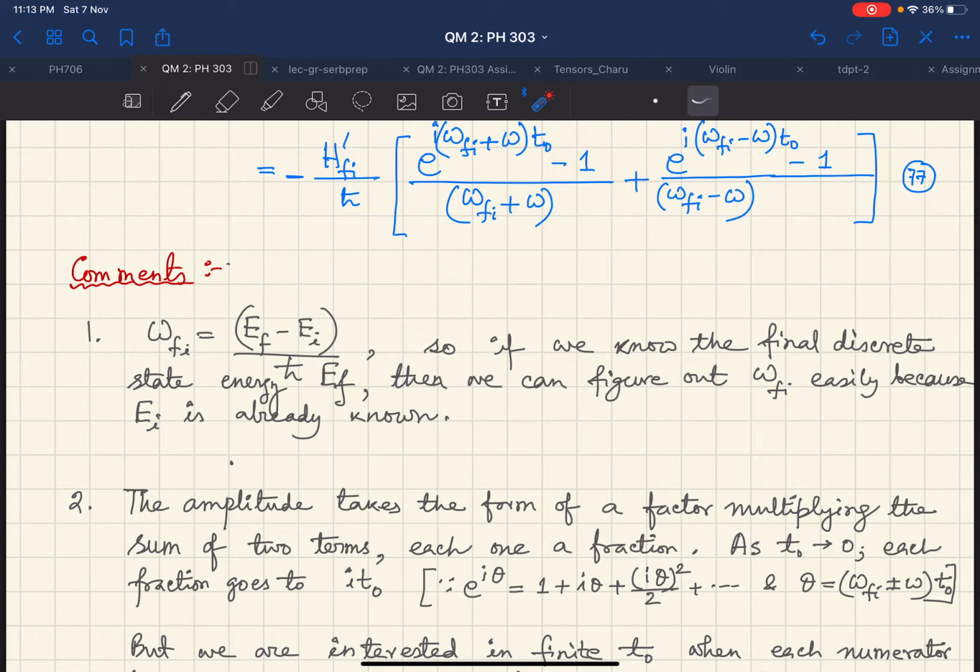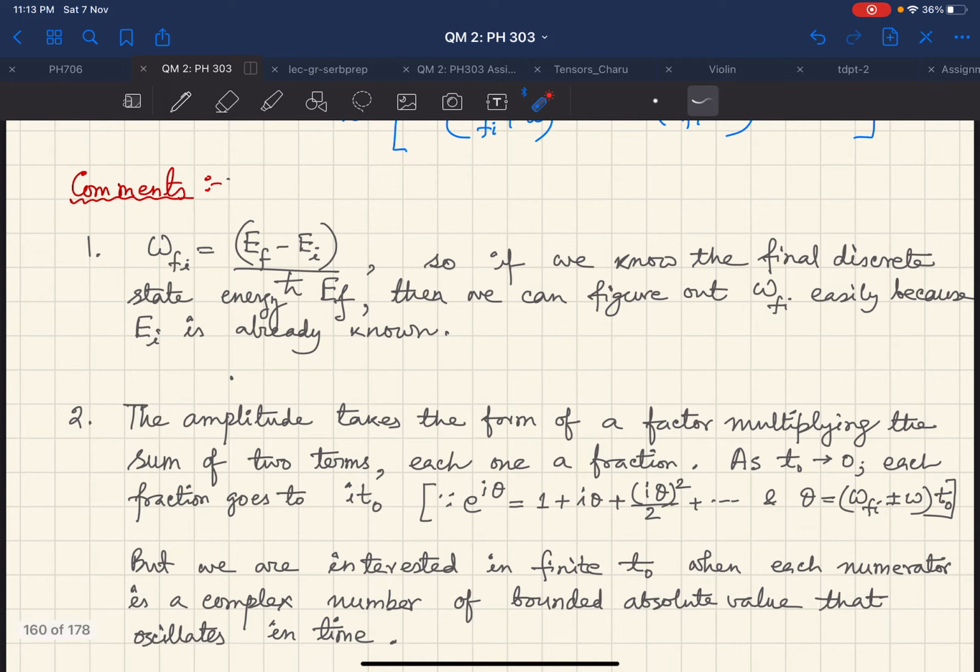So what will remain here is just I times omega Fi plus omega times T0 in the numerator. But that omega Fi plus omega should get cancelled with the omega Fi plus omega in the denominator. So this term will also have a factor of I T0. This term will also have the factor of I T0 in the limit T0 going to 0. So in the limit T0 going to 0, both these terms will give you the same contribution.